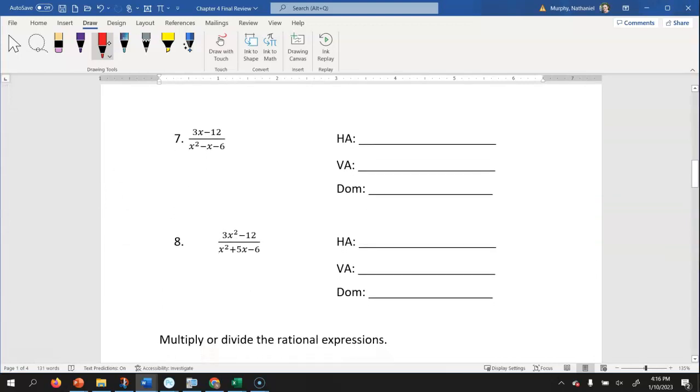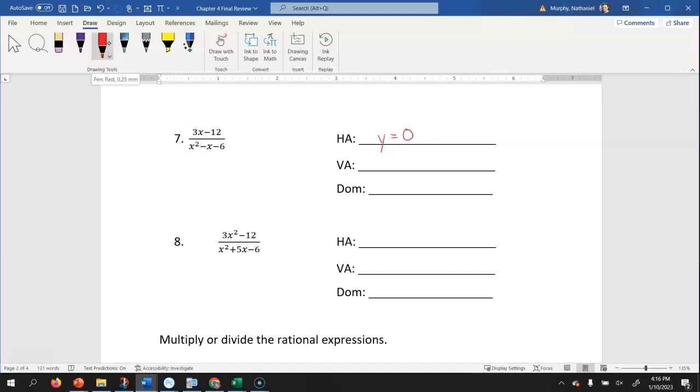All right, let's look at number 7. So number 7, we have 3x minus 12 over x squared minus x minus 6. So for this one, if you notice, when we look at our leading terms, the denominator has the larger degree, the larger exponent there. So whenever the degree in the numerator is smaller than in the denominator, we always have a horizontal asymptote at y equals 0. Doesn't matter what the coefficients are, the numbers in front of those. All that matters is the degree is bigger on the denominator. It's always going to be y equals 0.